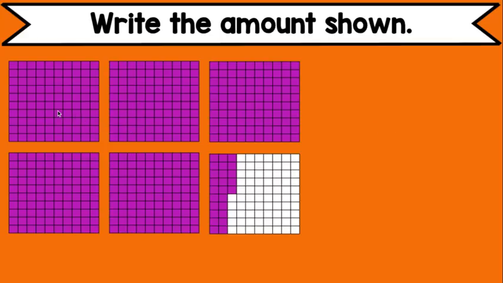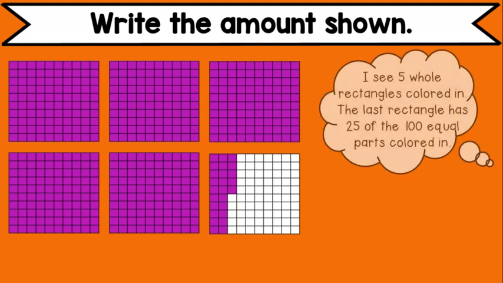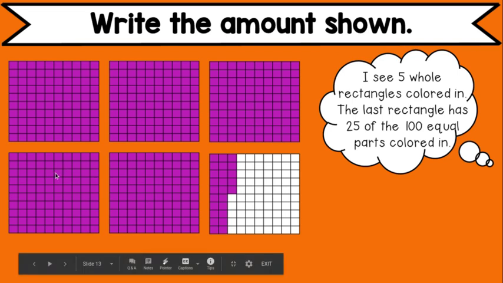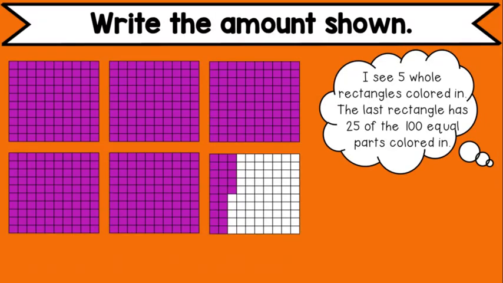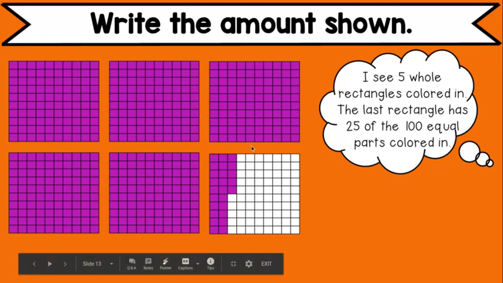So I want you to take a look at this. I see 5 whole rectangles colored in. Here's 1, 2, 3, 4, and 5. The last rectangle has 25 of the 100 equal parts colored in. So I hope that you guys remembered that looks like a flat, and the flat has 100 little tiny squares.